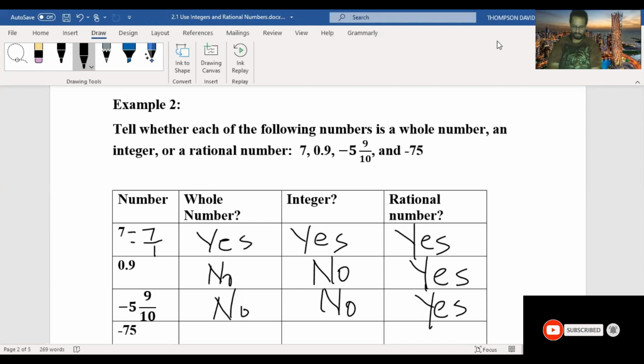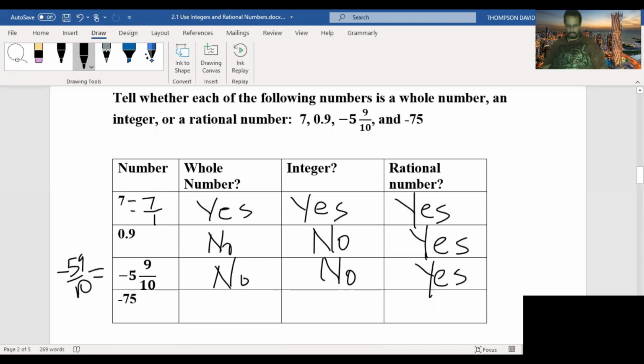I can convert this -5 and 9/10 into the form a over b if I wanted to. I can just convert this into an improper fraction. 10 times -5 would be -50, minus 9, so that would be -59 over 10. So because I can write that in the form a over b, it is a rational number.